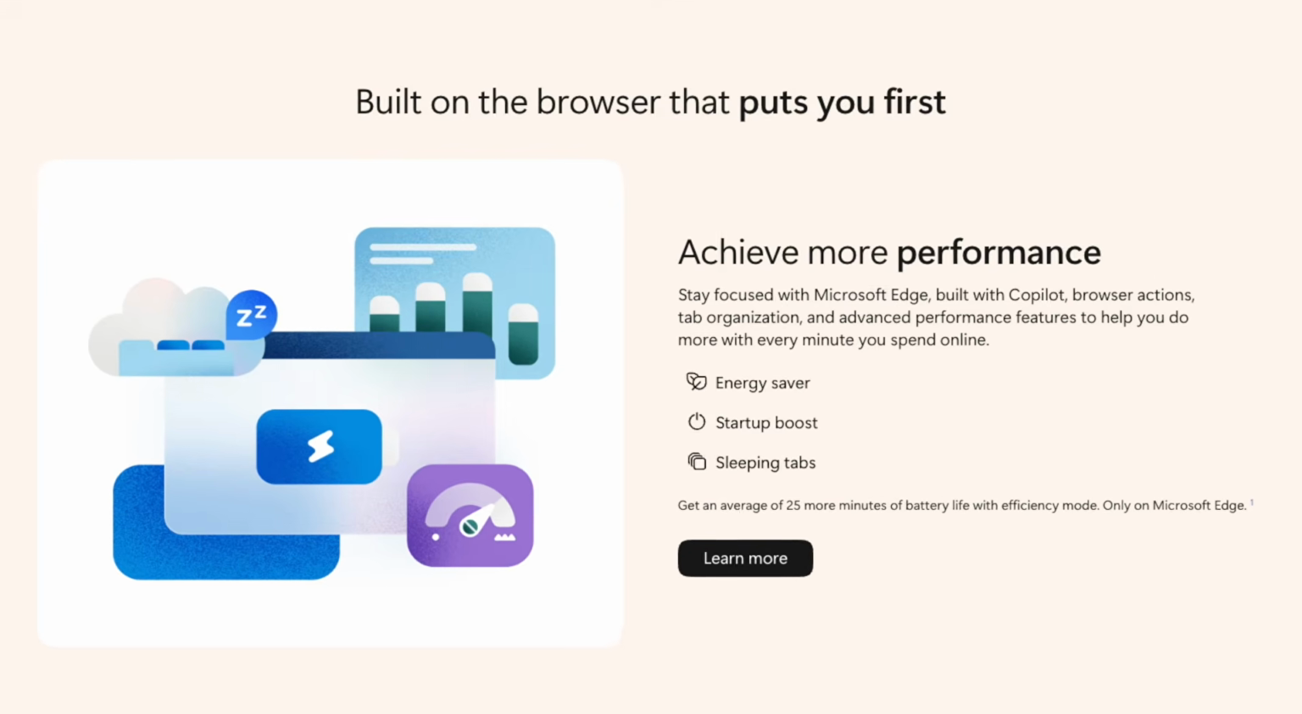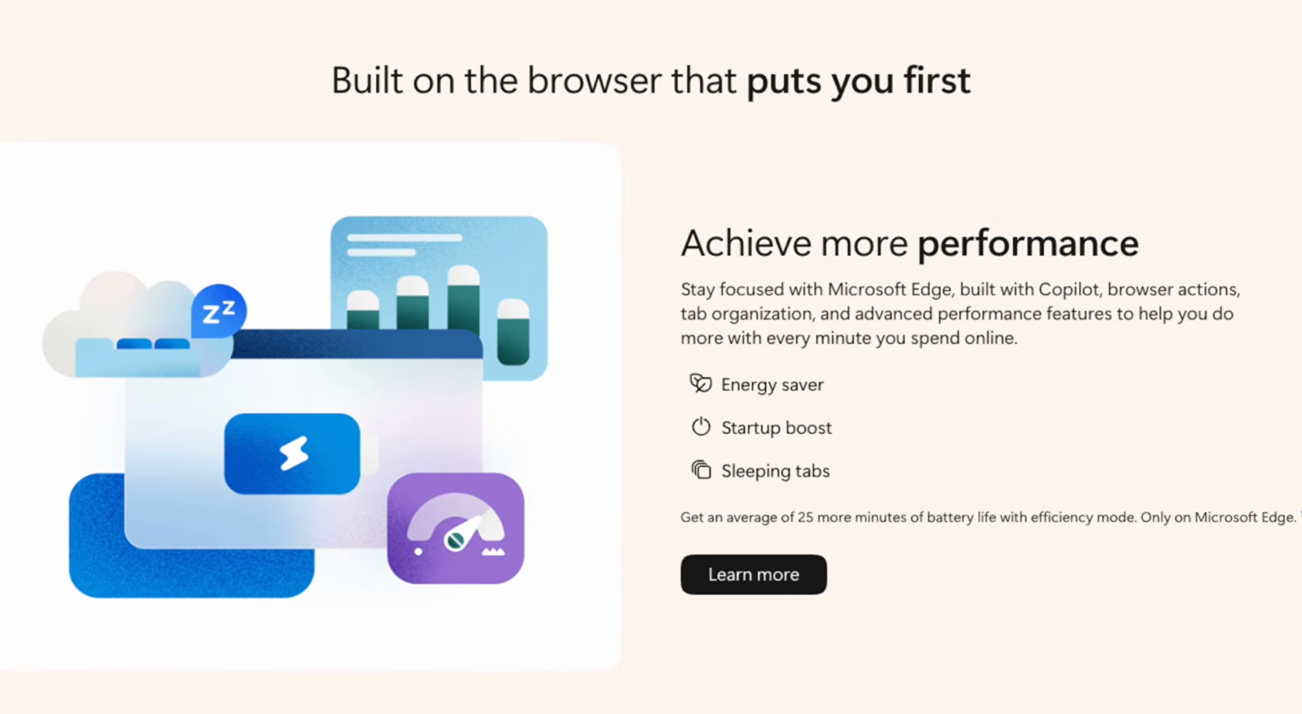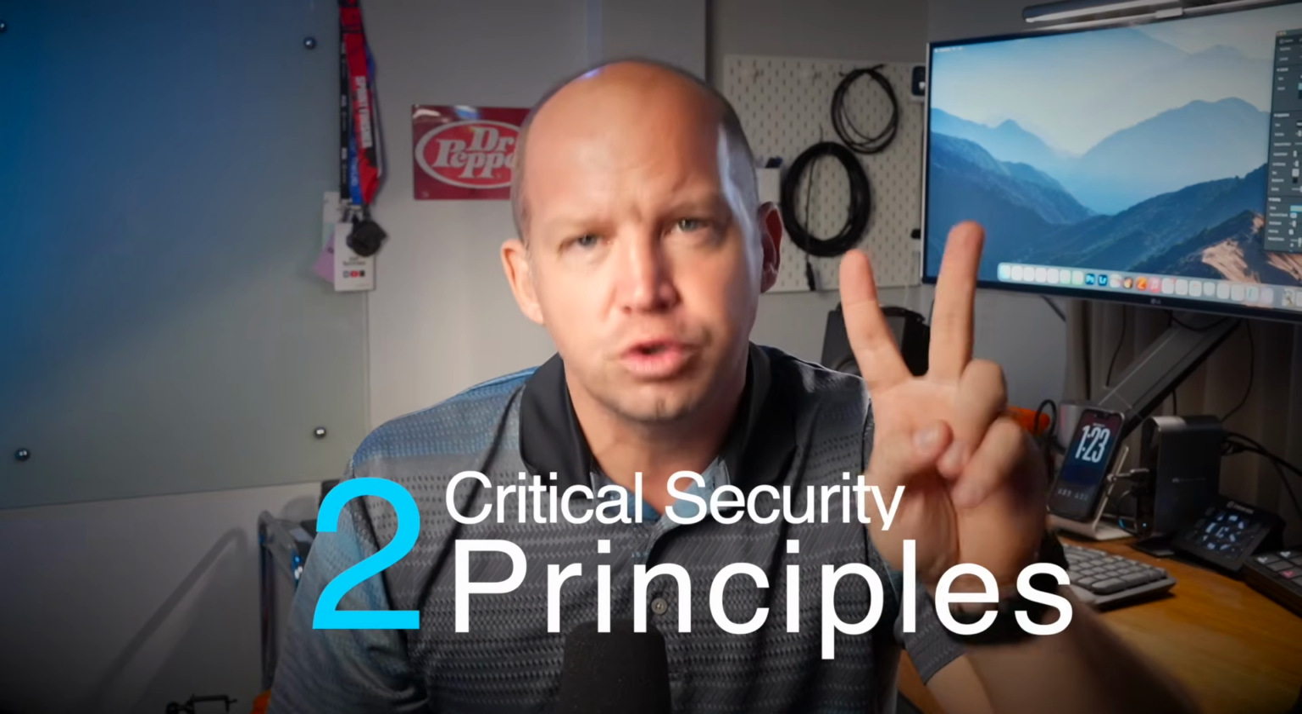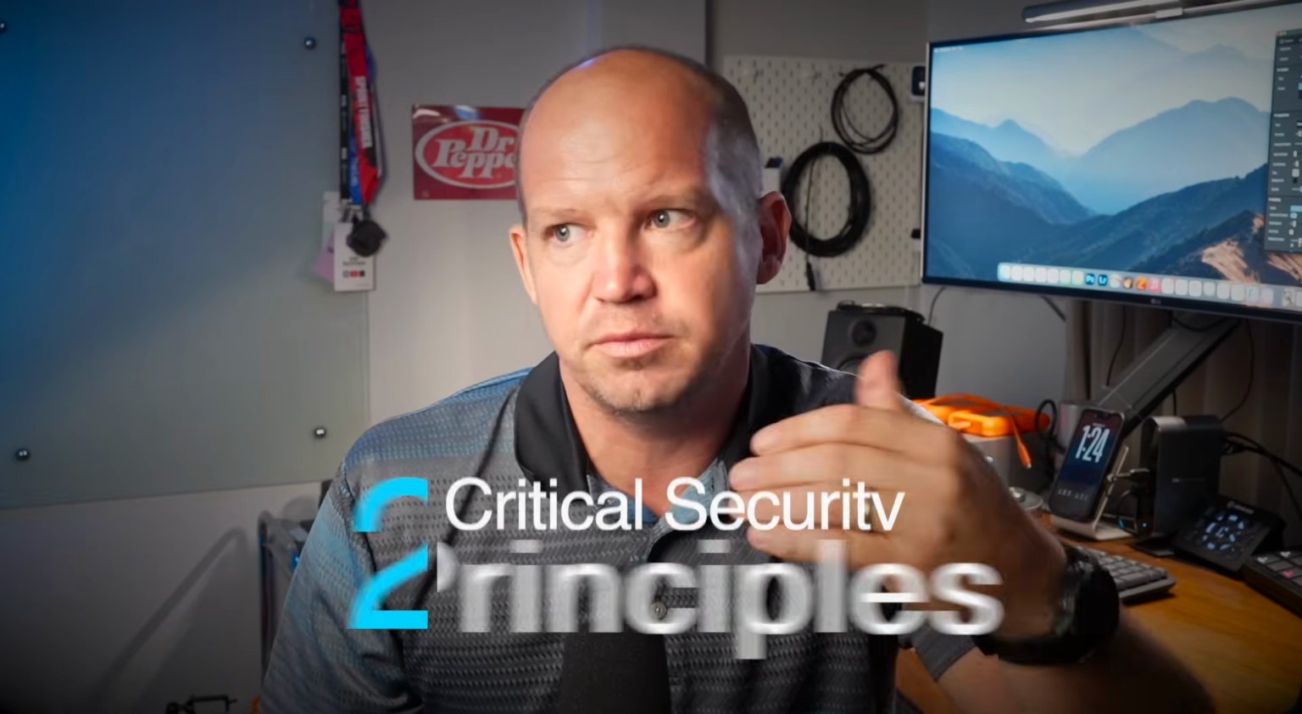Microsoft, for its part, said that all of this was by design. Their purpose with the Edge browser is to make browsing the internet as fast, easy, and efficient as possible. If your device is compromised, at least in Microsoft's mind, you've got much bigger problems than a plain text version of all of your passwords. And while this may be true, I think it exposes two critical security principles that we need to talk about.